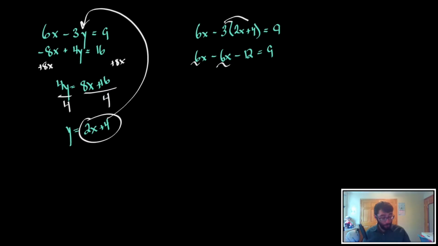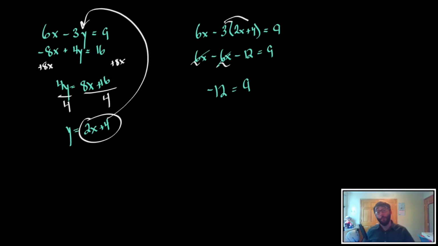Remember, when we use substitution, we do that so we can get everything in terms of one variable so I can solve for that variable. There's only one issue here. If I combine like terms, 6x minus 6x, they cancel each other out. So all I'm actually left with on that side is negative 12. And I get negative 12 is equal to 9. And that's just simply not true.